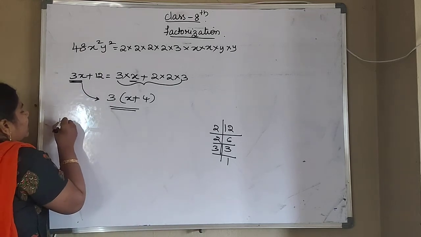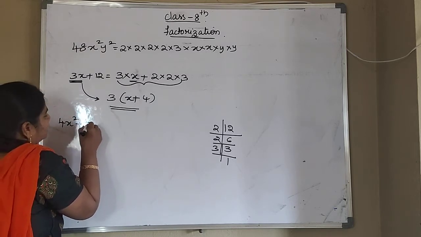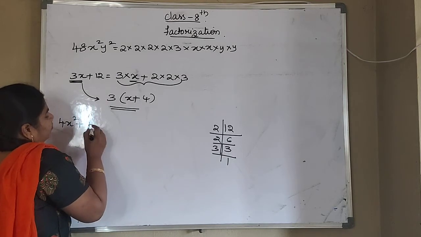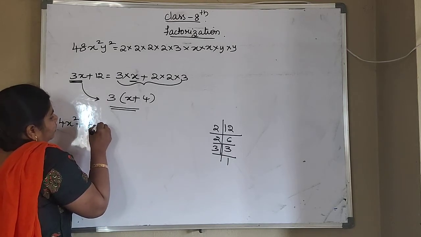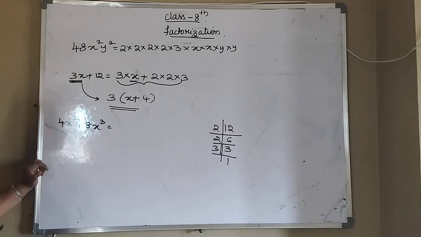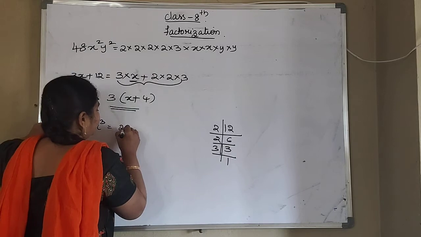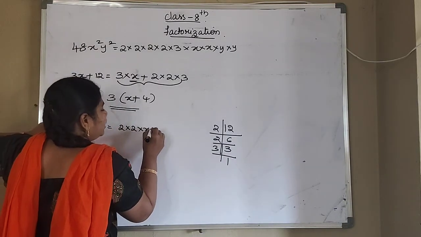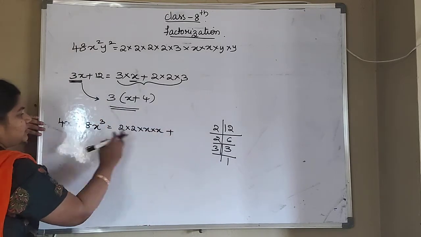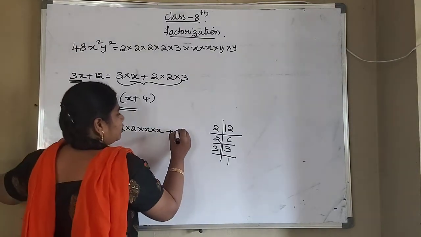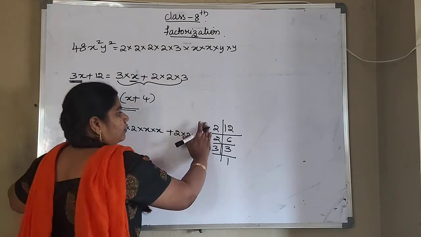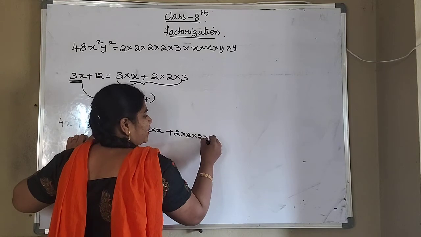One more example I will take: 4x square plus 8 cube. What are the factors of these two terms, we will see. 4 can be written in the form of 2 into 2. x square we can write in the form of x into x, plus. 8 can be written in the form of 2 into 2 into 2, and x cube can be written in the form of x into x into x.